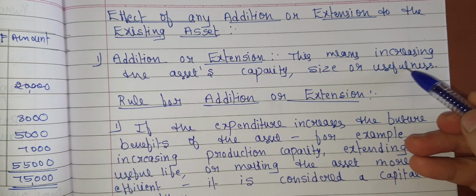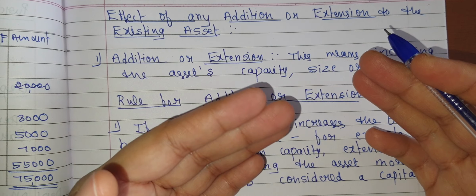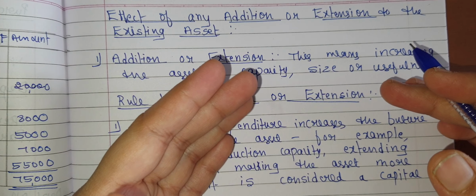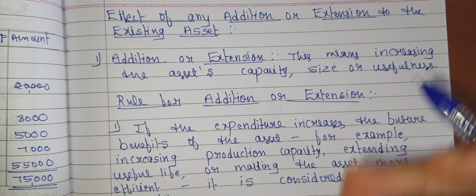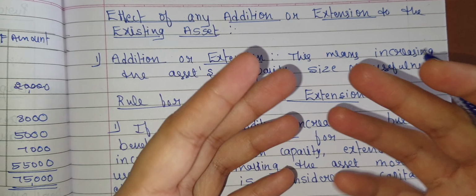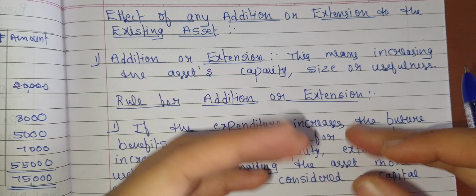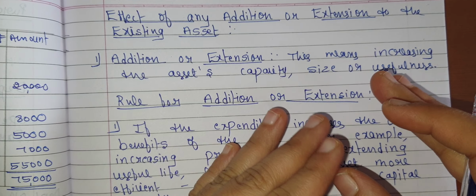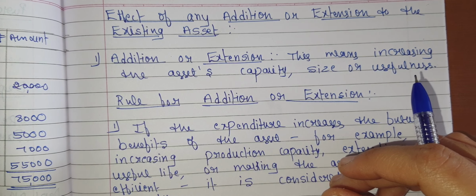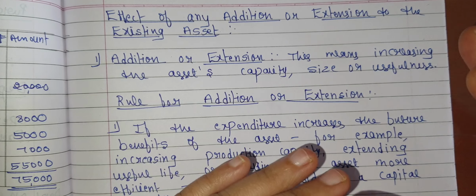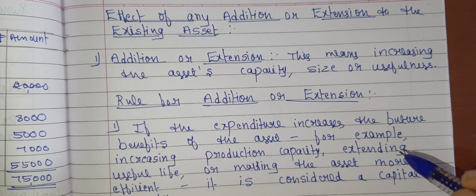That is increasing the size. And increasing usefulness means improving the efficiency or the useful life of the asset. For example, installing advanced technology in an old machine to reduce wastage and make it more efficient. Or replacing the engine of a truck to make it run for another 5 to 6 years. That is increasing usefulness.